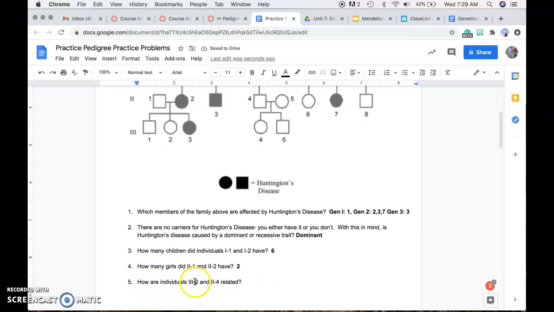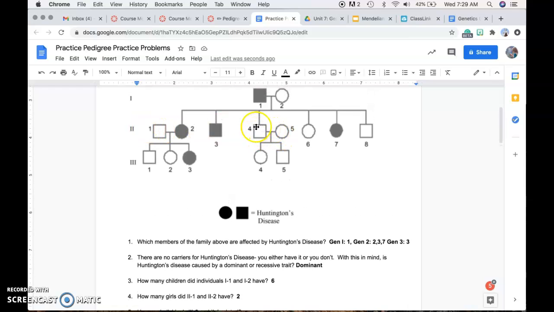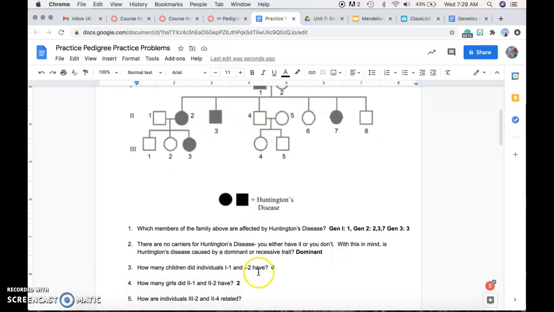How are individuals 3-2 and 2-4 related? So how is this individual and this individual related? Well, this female comes from these 2 parents, and this mom had a male sibling. So 2-4 is the uncle of 3-2.